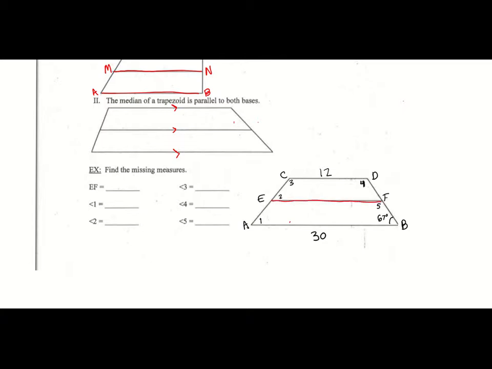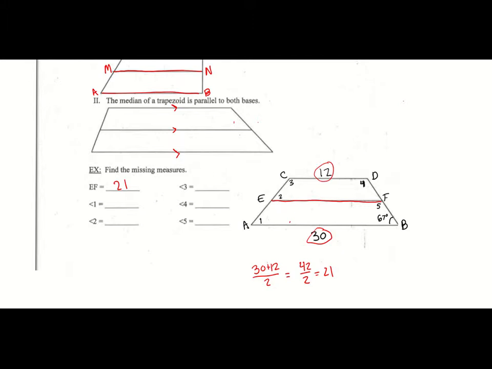So we know that the median is the average of this side and this side. So to find the average of that, we take 30 plus 12, divide by 2, and that gives us 42 divided by 2 is 21. So that is the length of our median. Then it wants me to find angle 1.